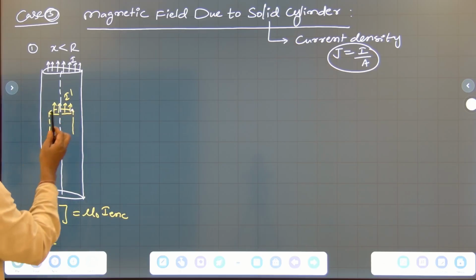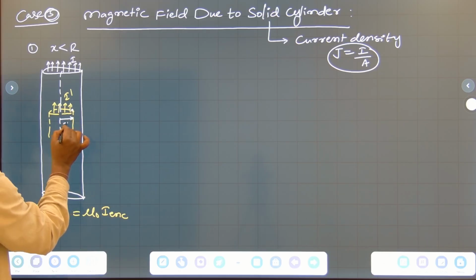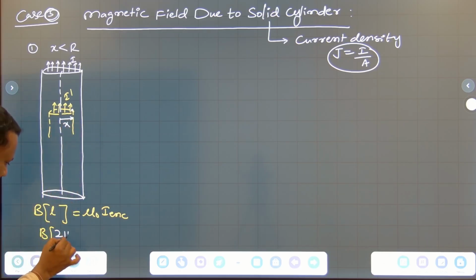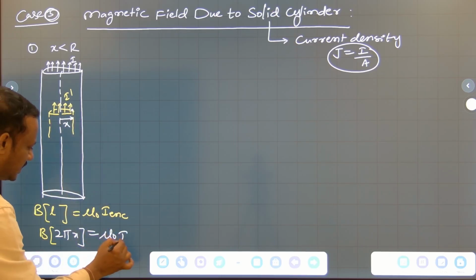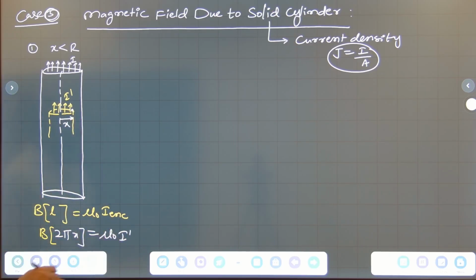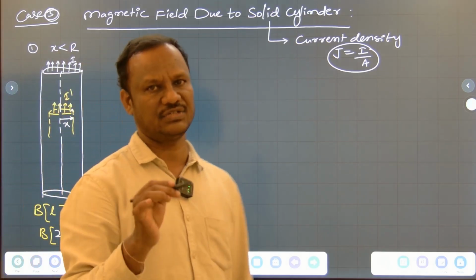B into L means B times 2 pi X, so 2 pi X is equal to mu naught times I dash. Now the question: how do you calculate I dash from this?